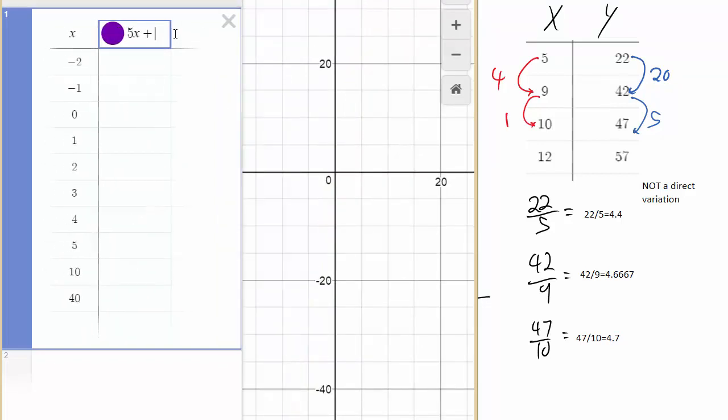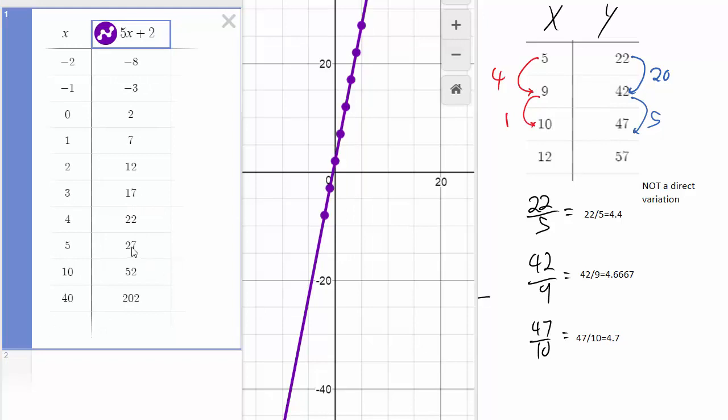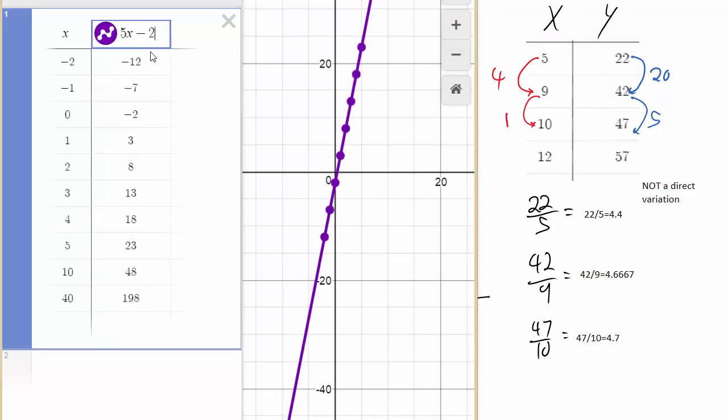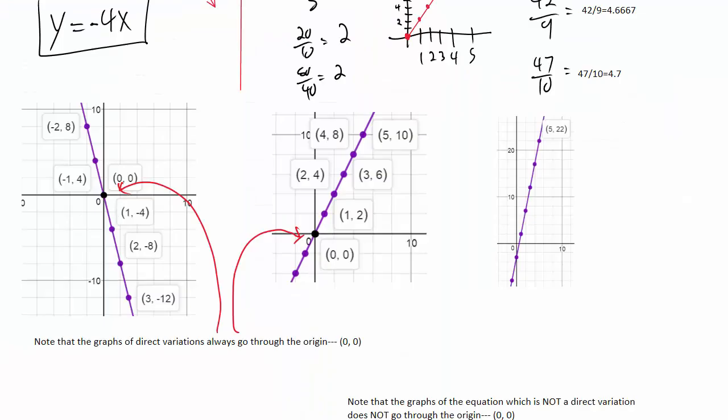Now, the difference between a direct variation and other linear equations that are not direct variation is that I have to change the y-intercept. And we'll talk more about that later on. But you notice if I make the equation y equal 5x minus 3, it happens to work out for the values that I care about. And something interesting we'll talk about much later is that negative 3 is the value right here.